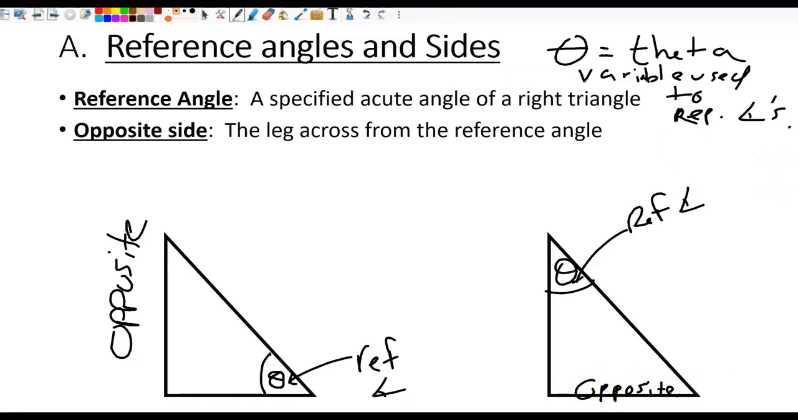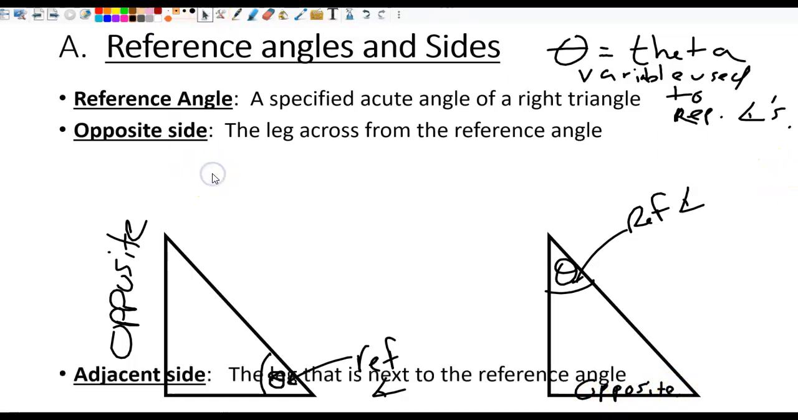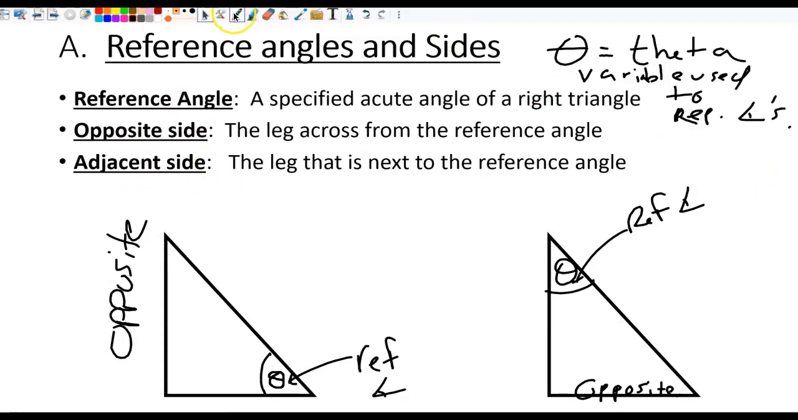Okay, let's go ahead and look at another side called the adjacent side. In the English language, the word adjacent means next to. And so the adjacent side is the leg that is next to the reference angle. So here's my reference angle. This is the one that's farthest away from it, so that's the opposite. But the one that's right next to it, in fact, the one leg here that actually makes up part of this angle is the adjacent one. So we're going to call this the adjacent angle. I'm sorry, adjacent side, my bad.